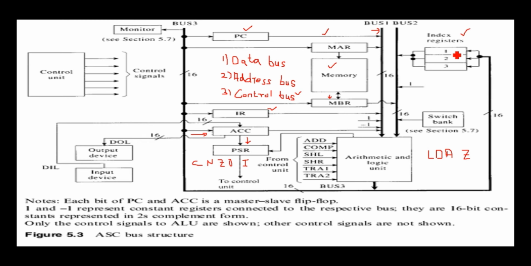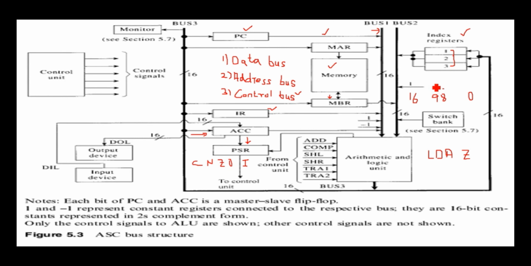We know that there are 16 bits in the instruction format. We have a total of 16 bits in the instruction format. In these 16 bits, bit number 8 and bit number 9 are for the index register selection. We have 2 bits for the selection of the index register. So the index register will be selected with the help of these 2 bits.